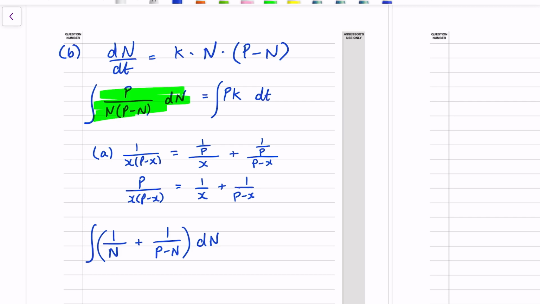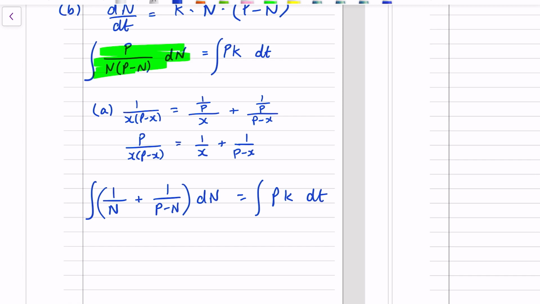Just replacing all the x's with n's. And then the right hand side, well, that's just a linear function, a if I integrate a constant, bearing in mind I'm integrating with respect to t for that one. Okay, so integrating 1 over n is ln of the absolute value of n. I don't need the absolute value symbols going forward because n is the number of people who know the rumour and n can't be a negative number. But we keep them in initially.